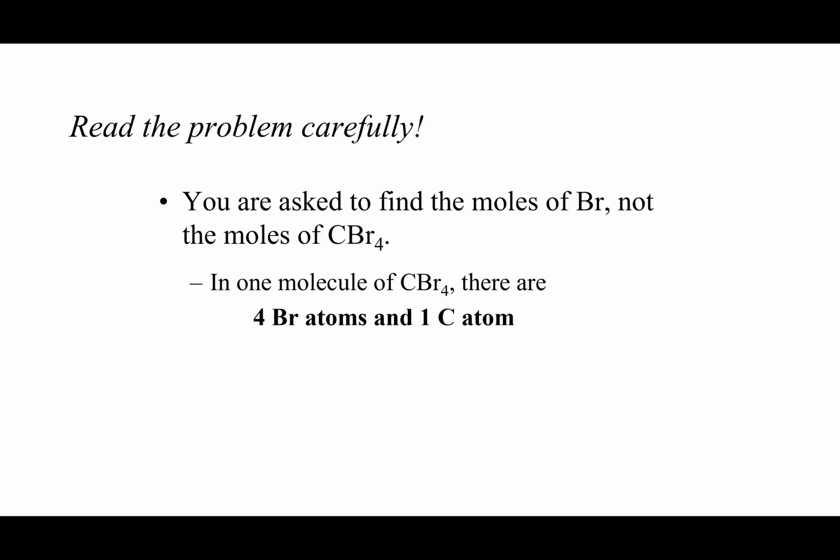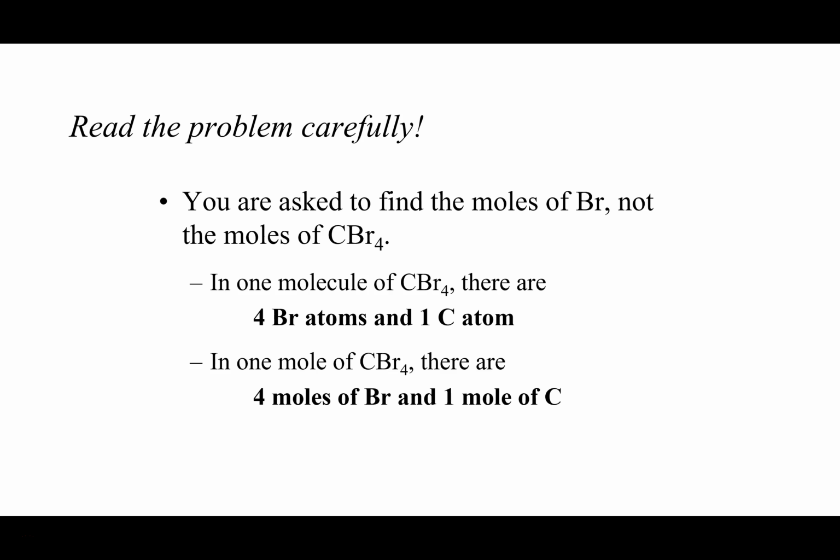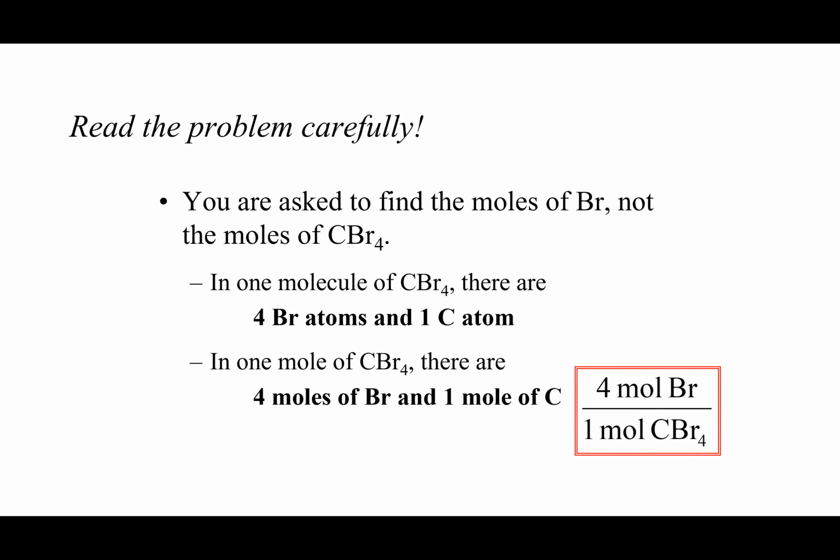So we can talk about for every 1 molecule of CBr4, we have 1 carbon atom and 4 bromine atoms. We could also scale it up from 1 to a mole. And actually, this is how we're going to use it. If you have 1 mole of the compound, then you have 1 mole of carbon atoms, and you have 4 moles of bromine atoms. Okay. So we're actually going to use this relationship. There are 4 moles of bromine atoms in 1 mole of CBr4, and that's exactly how you're going to see that ratio inserted in the problem coming up.